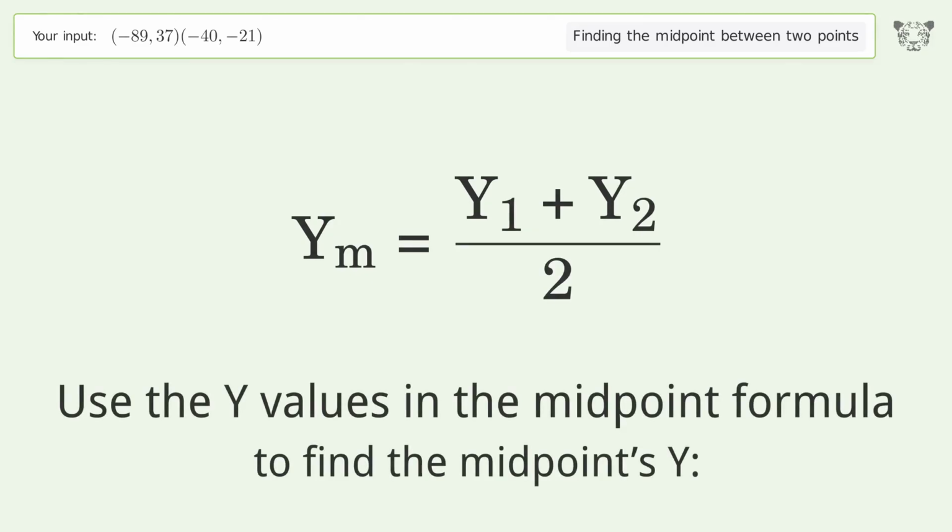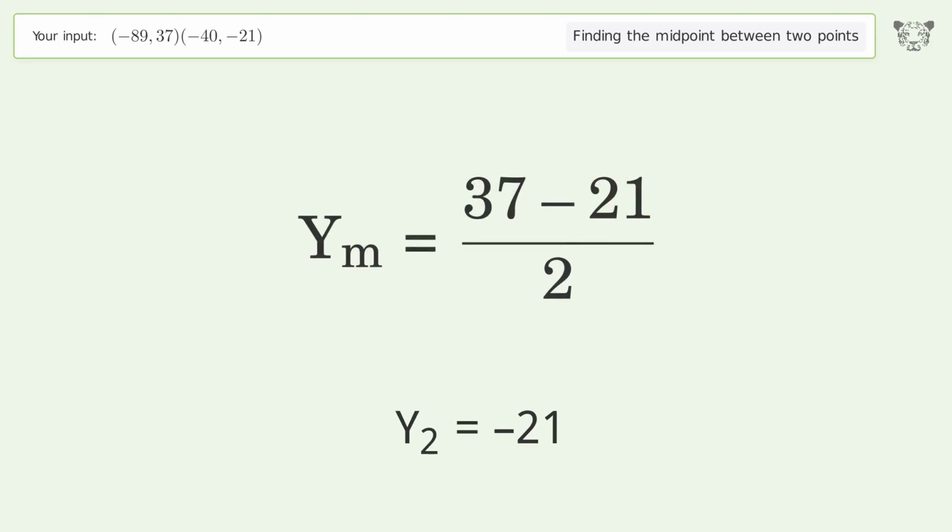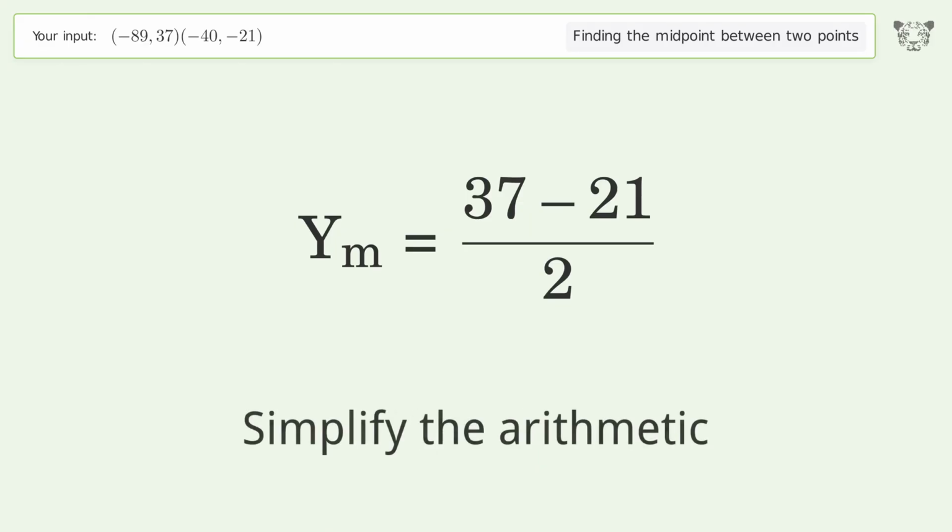Use the y values in the midpoint formula to find the midpoint's y. y1 equals 37. y2 equals negative 21. Simplify the arithmetic.